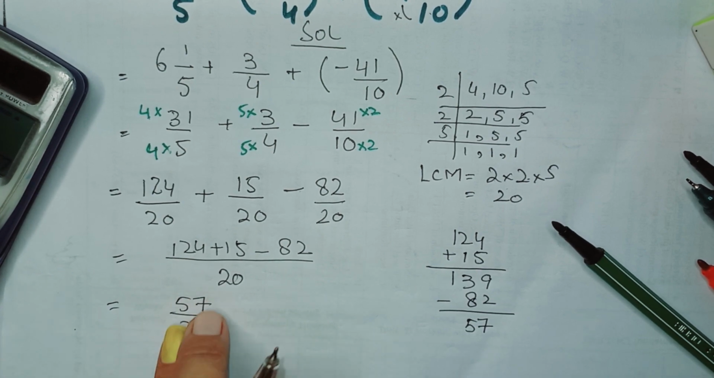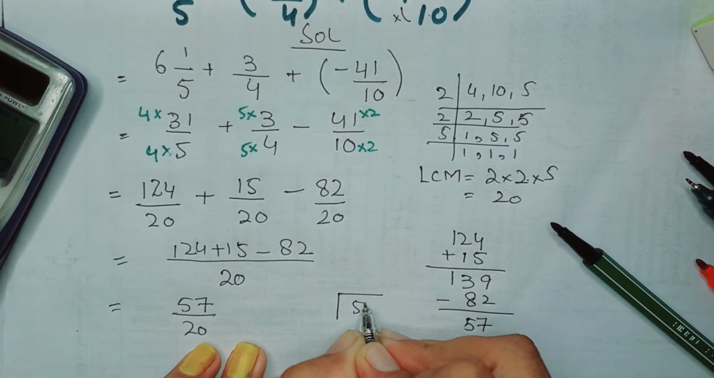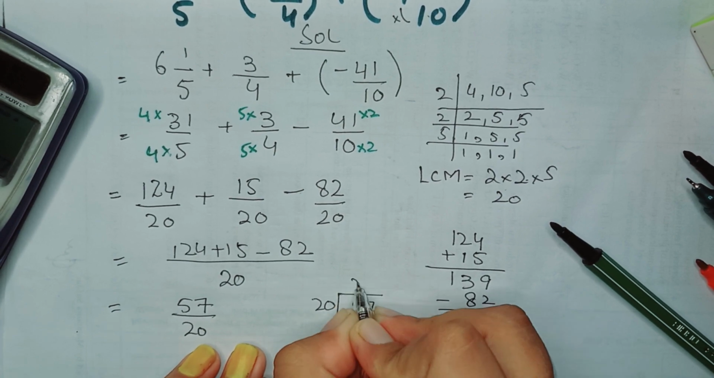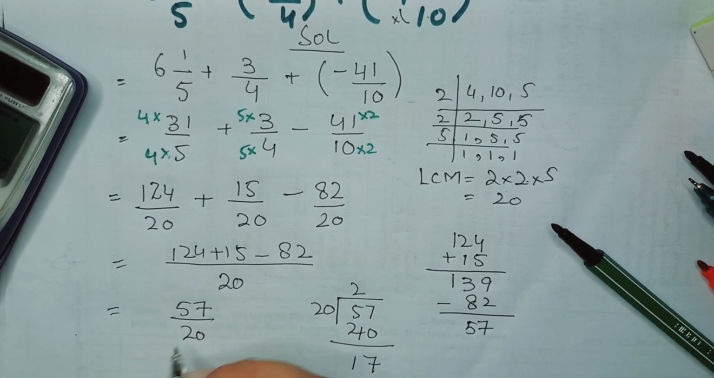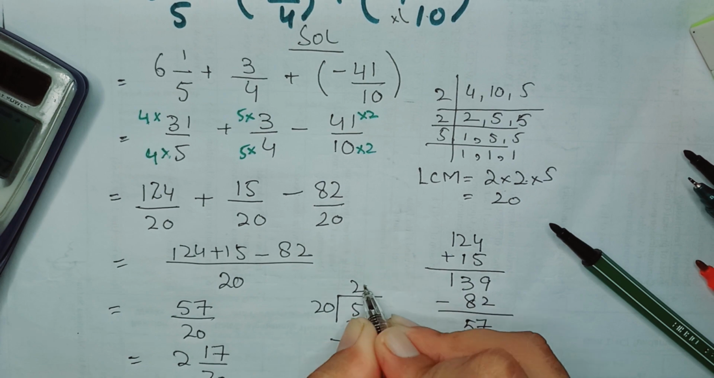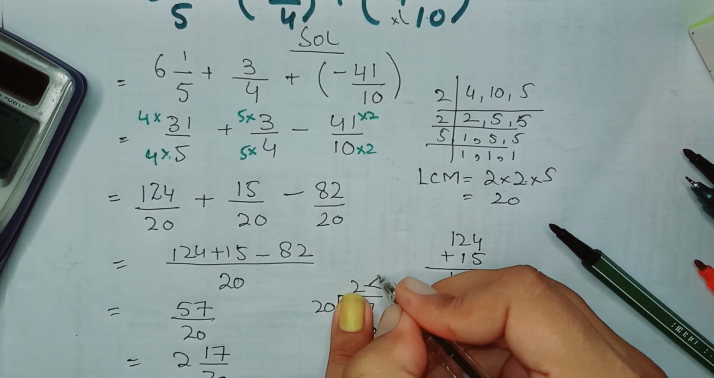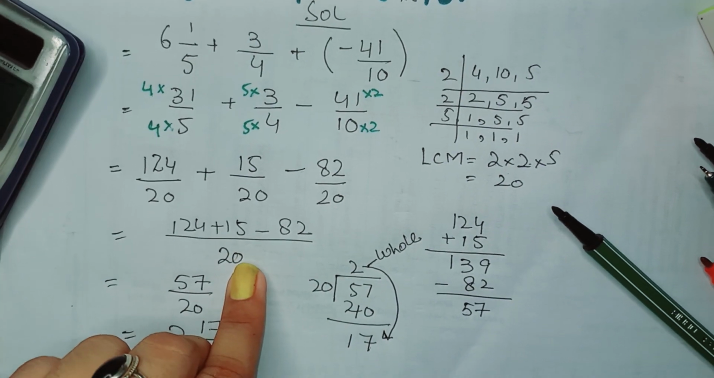Now student, you can see that it's an improper fraction, so we can divide it. 57 divided by 20, 2 times 20 is 40. So you will get 2 whole 17 by 20. You have to write in this way. This is the whole, 2 whole 17 by 20.